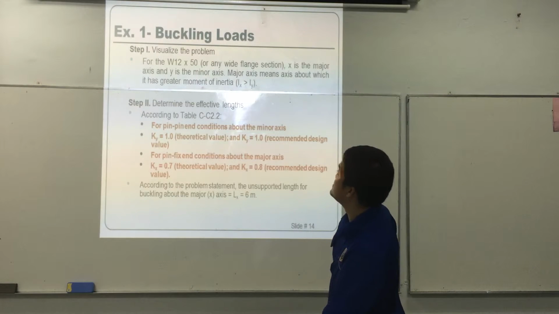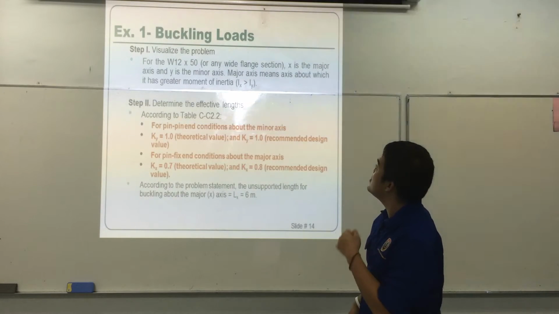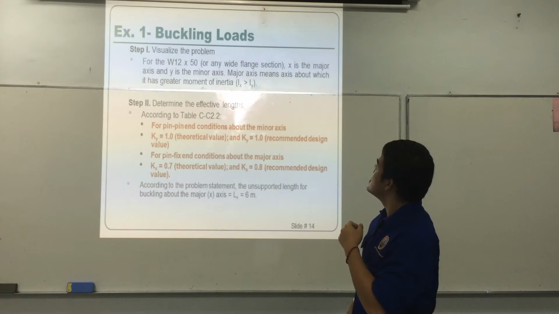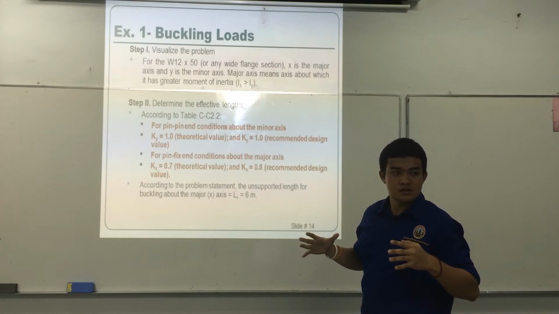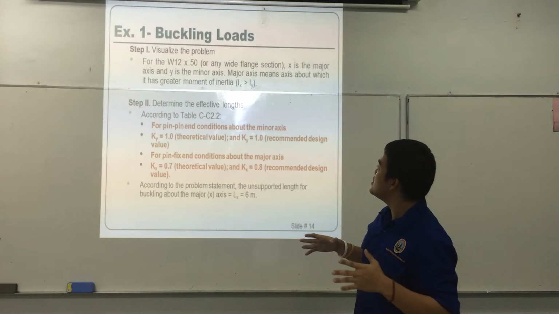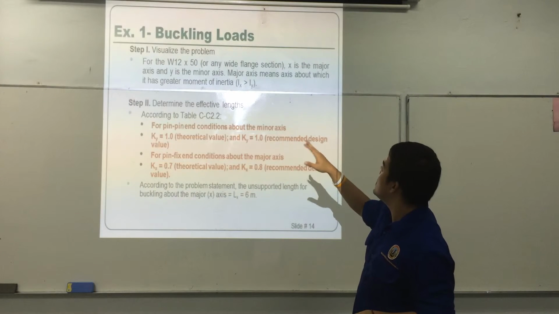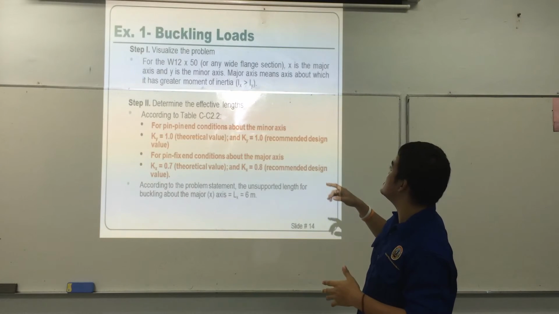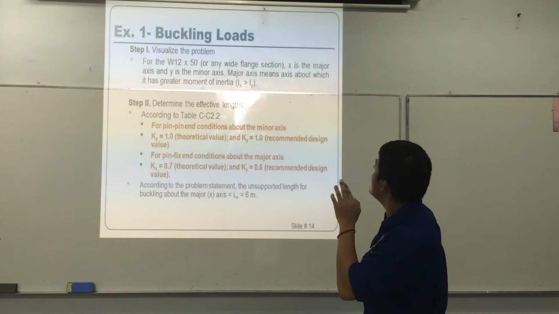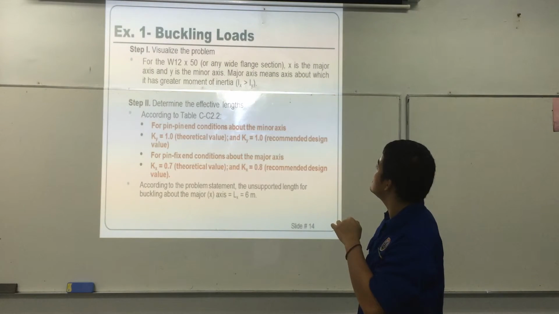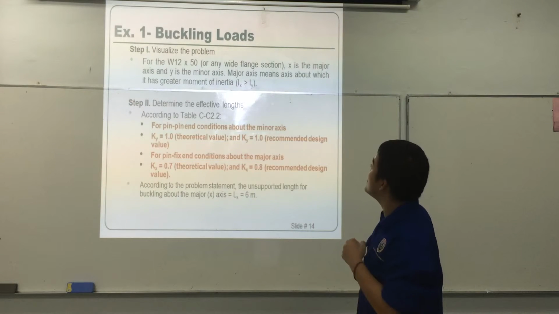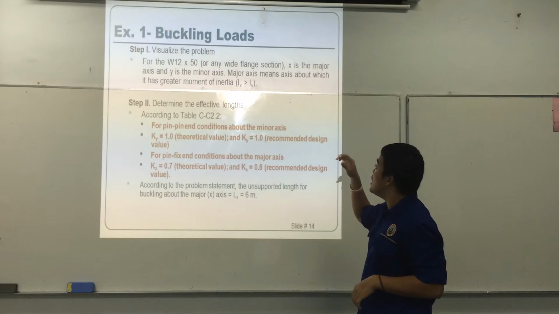The first step is to visualize the problem. The width of the flange section is 12 times 50. X is the major axis and Y is the minor axis. Major axis means the axis about which the section has the greater moment of inertia, so Ix must be greater than Iy.